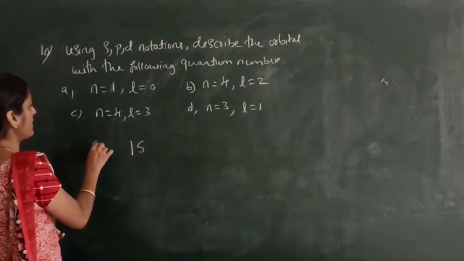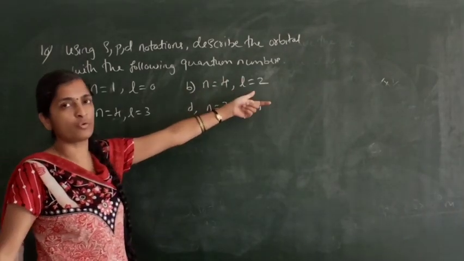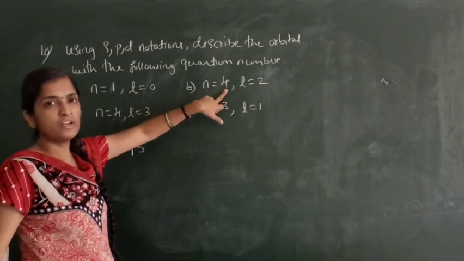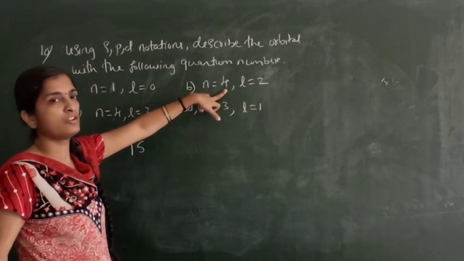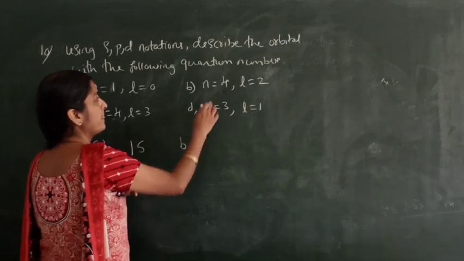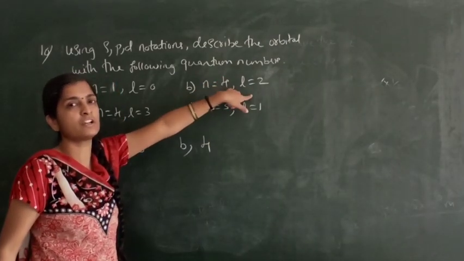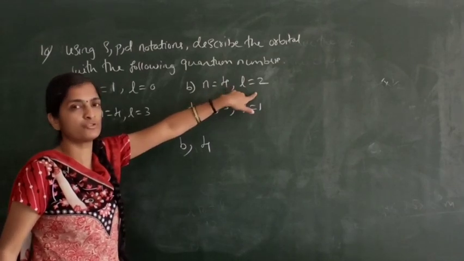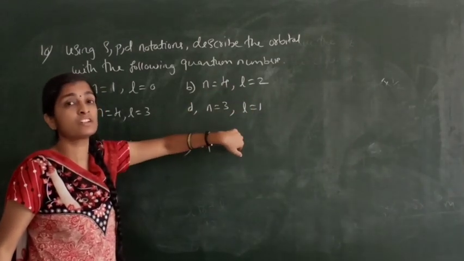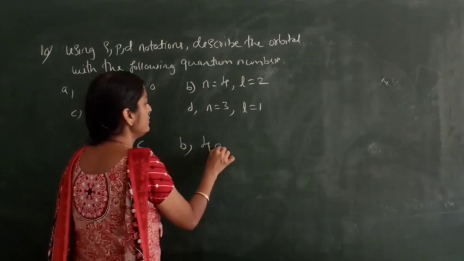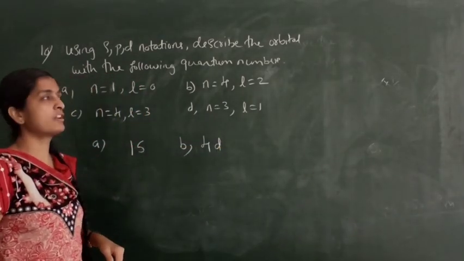Okay, the first one. The next one, n is equal to 4. Now this n is equal to 4 represents the main shell to which the electron belongs. L is equal to 2. L represents the subshell in which the electron is present. Just now as we discussed, L is equal to 2 corresponds to the D subshell. So it is the 4d orbital.